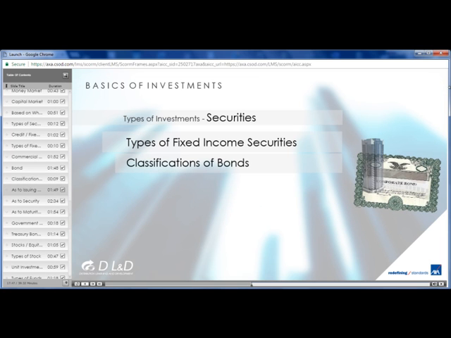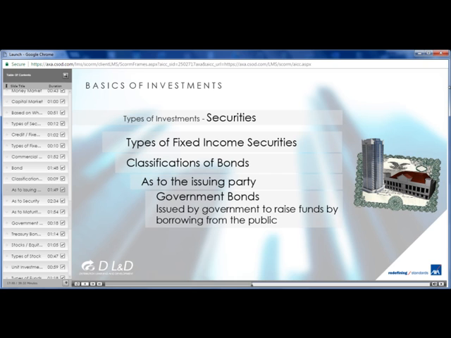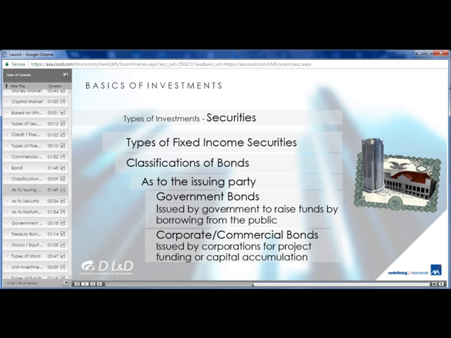Classifications of bonds as to the issuing party. Government bonds, issued by government as a way to raise funds by borrowing money from the public. Corporate or commercial bonds, issued for project funding or capital accumulation. Let's look at both of them closely.